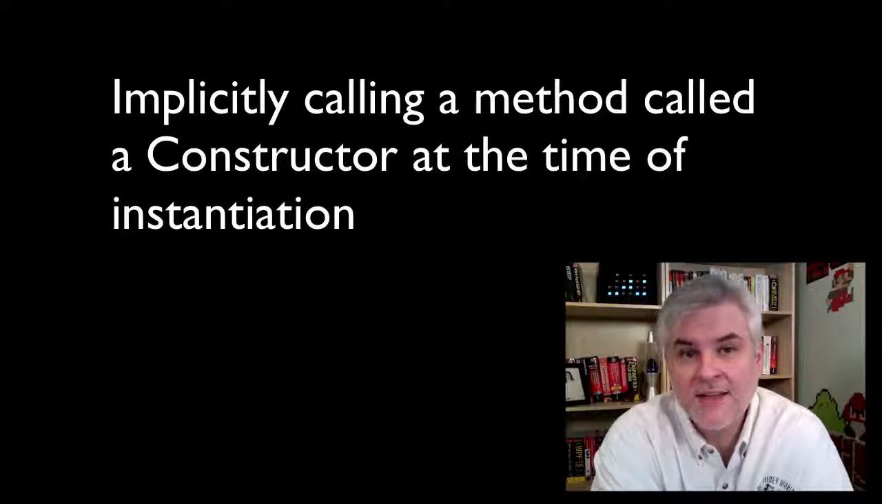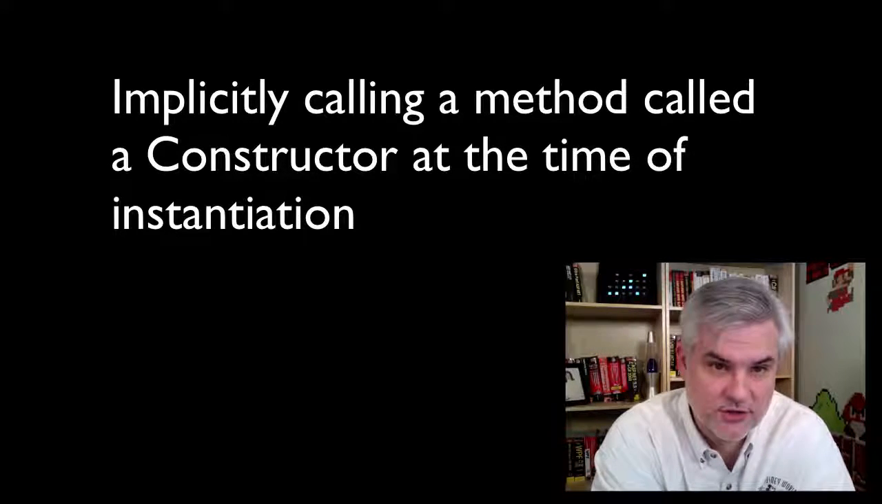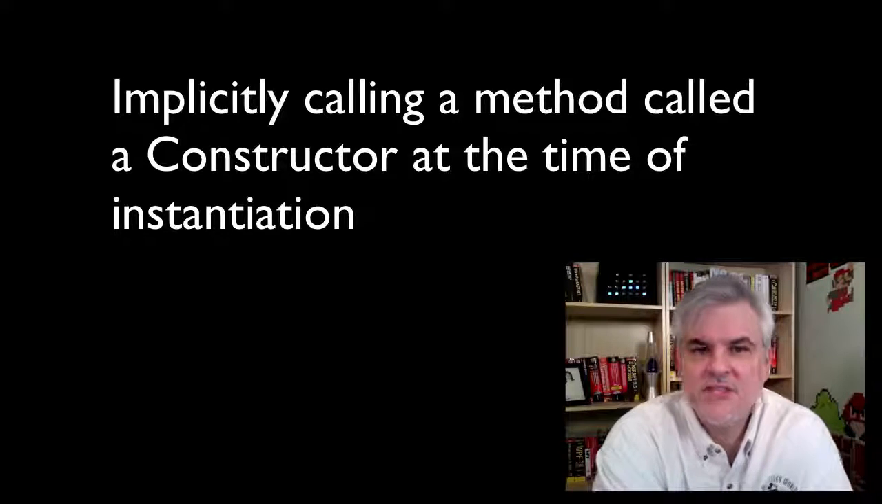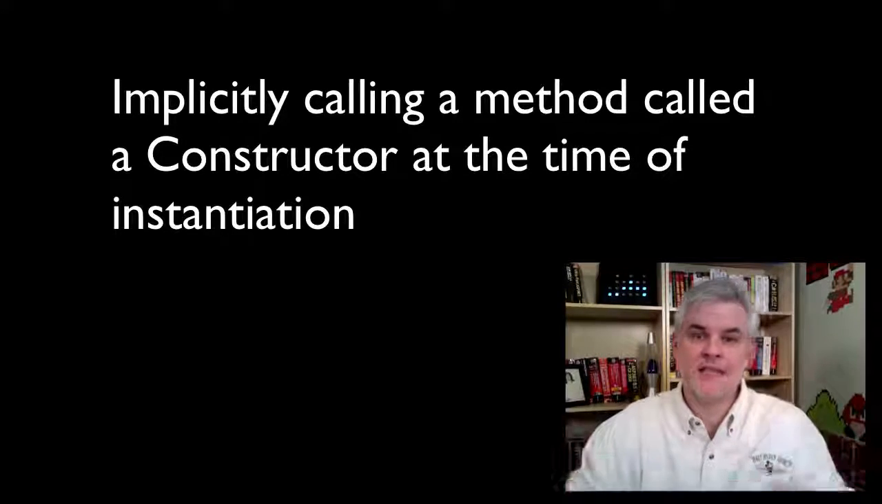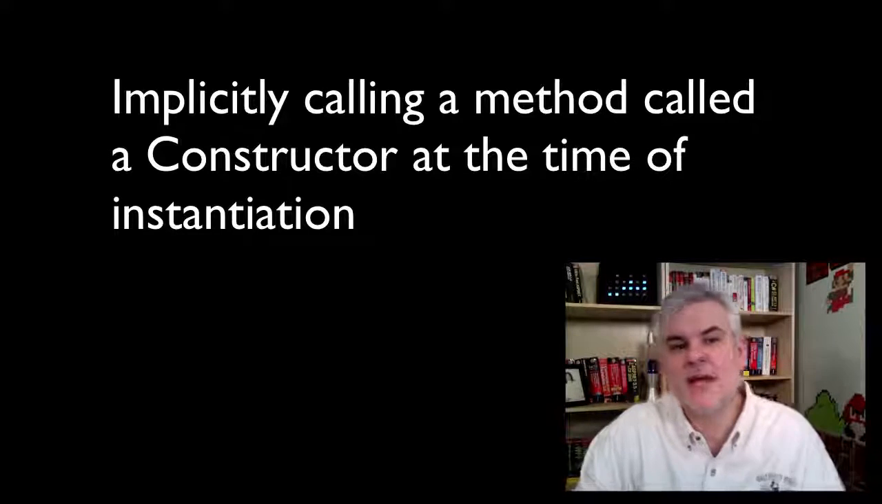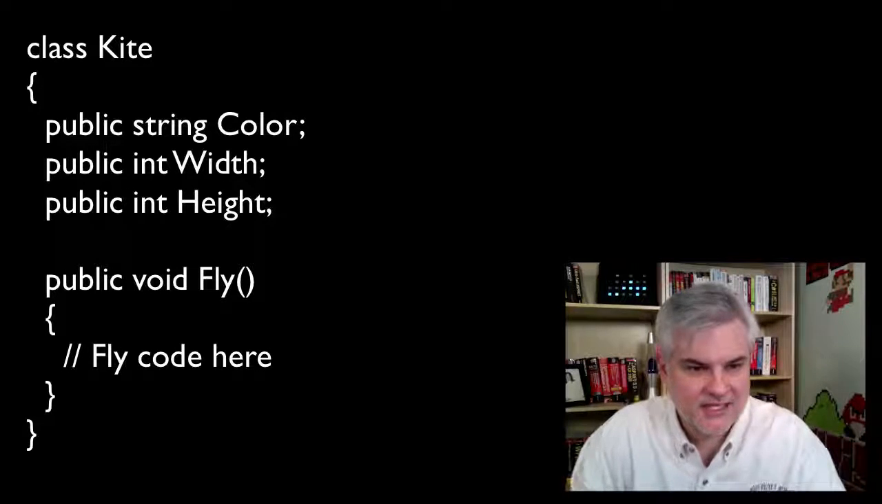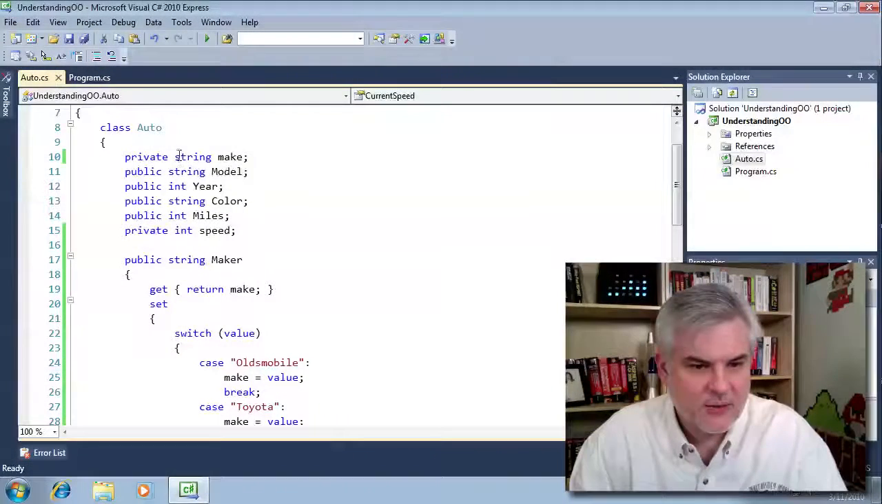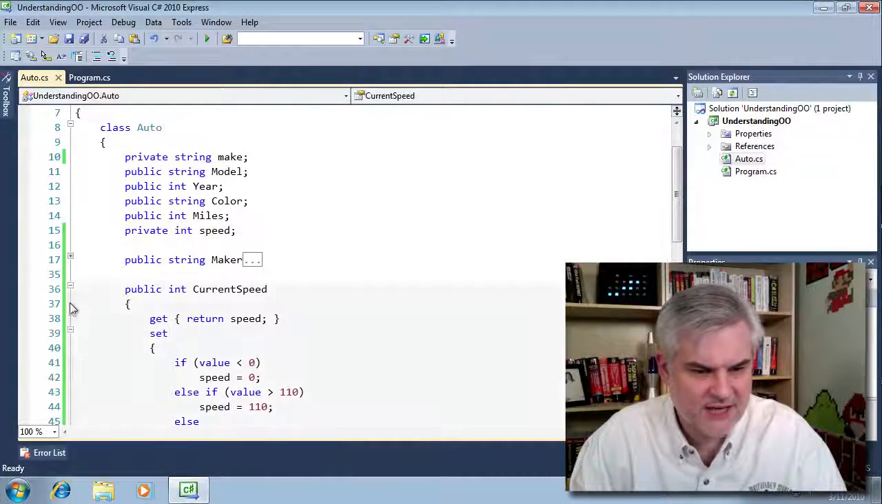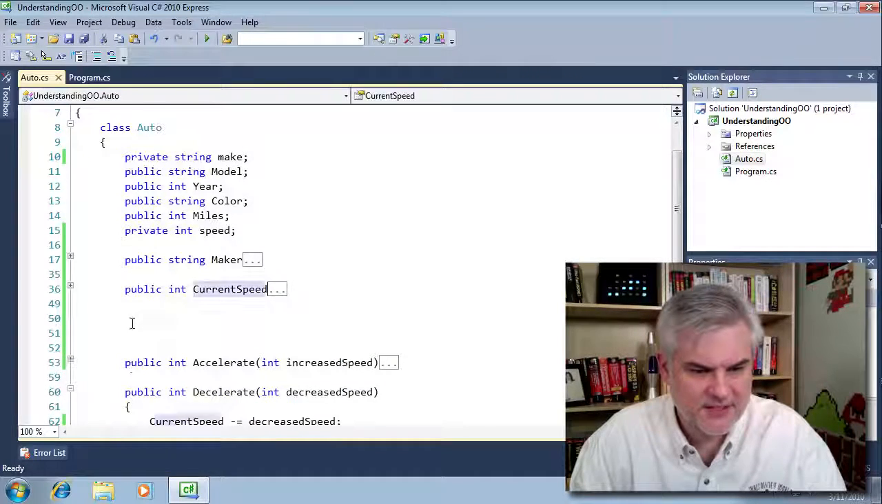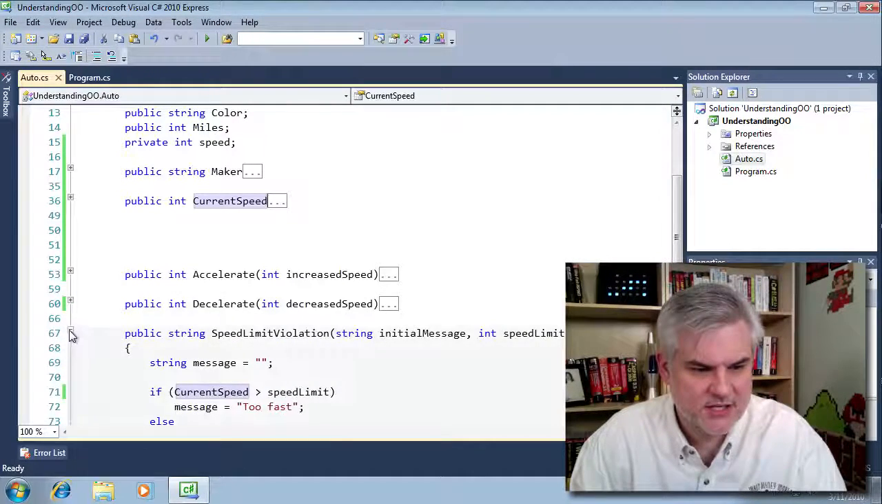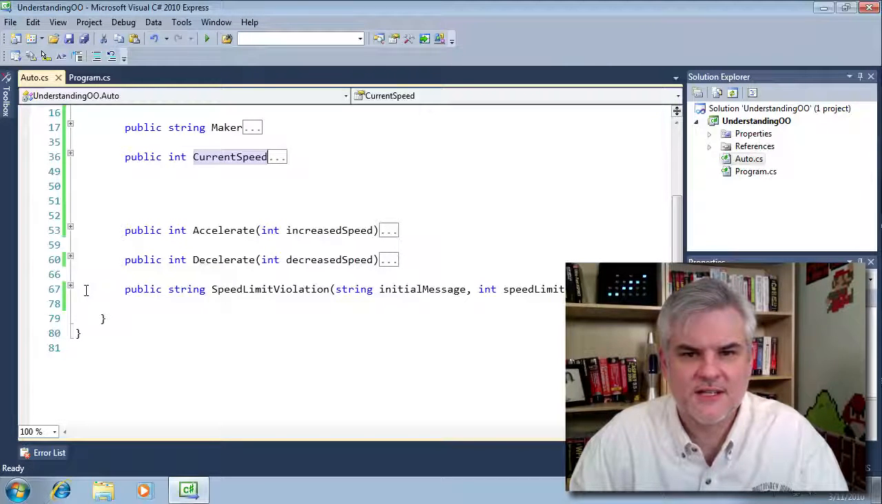When we create a new instance of a class or a new object, we are also calling a method on the object called its constructor. The constructor method gives us a chance to initialize the object immediately before we use it. Now, in the case of our simple kite class, we don't see any other method defined here. I mean, let's take a look at our work with the auto class, we don't have a constructor defined here. We just have a couple of simple methods defined and some properties.